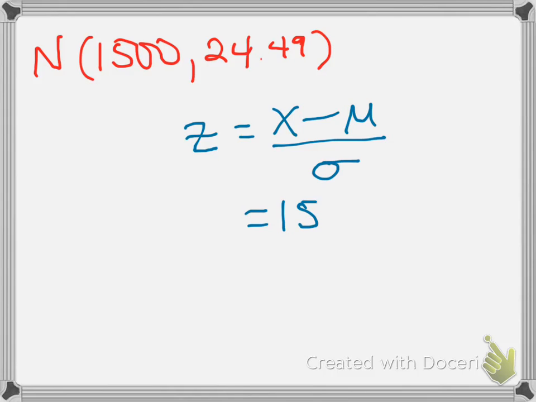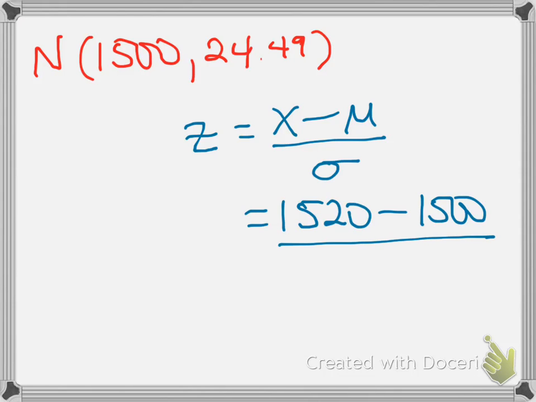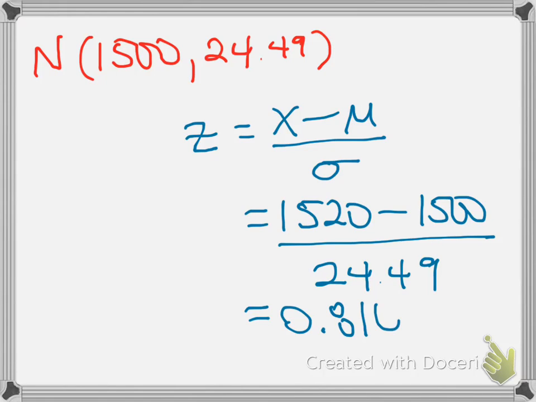So we need to plug that into our z-score formula. We're going to have 1,520 minus our mean of 1,500. We're going to divide that by our standard deviation of 24.49. And that's going to give us a z-score of 0.8167.